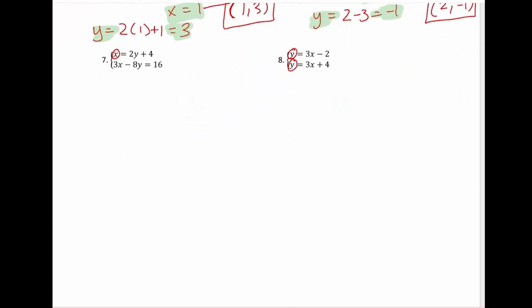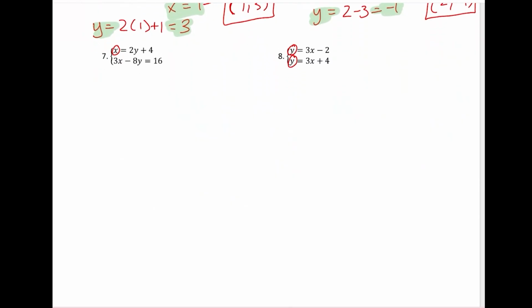Number 7 says x equals 2y plus 4, and then 3x minus 8y equals 16. So this one has an x isolated rather than a y. That's fine. Just be careful that you're plugging it into the right variable. So we're going to take this 2y plus 4 and substitute it into x for the other equation, because that's what x equals.